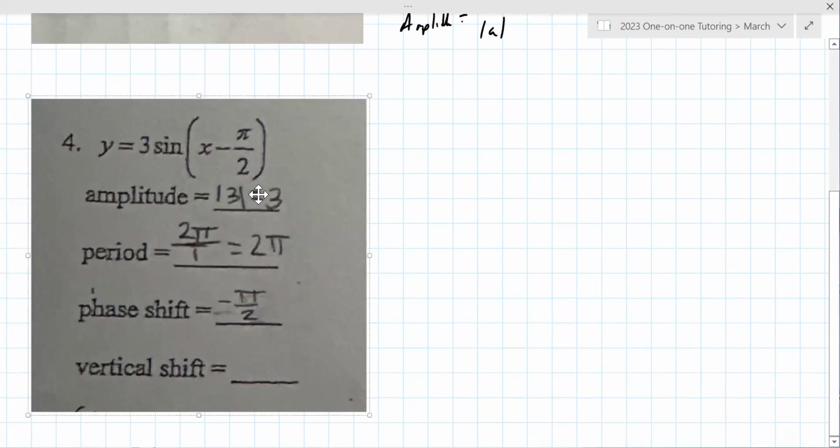Pi over 2. Amplitude, that looks good. Period also looks good. Phase shift. Okay, so this could vary from class to class, but if you were asking me, I would want you to use pi over 2 and then say to the right. There's a direction that's usually needed.